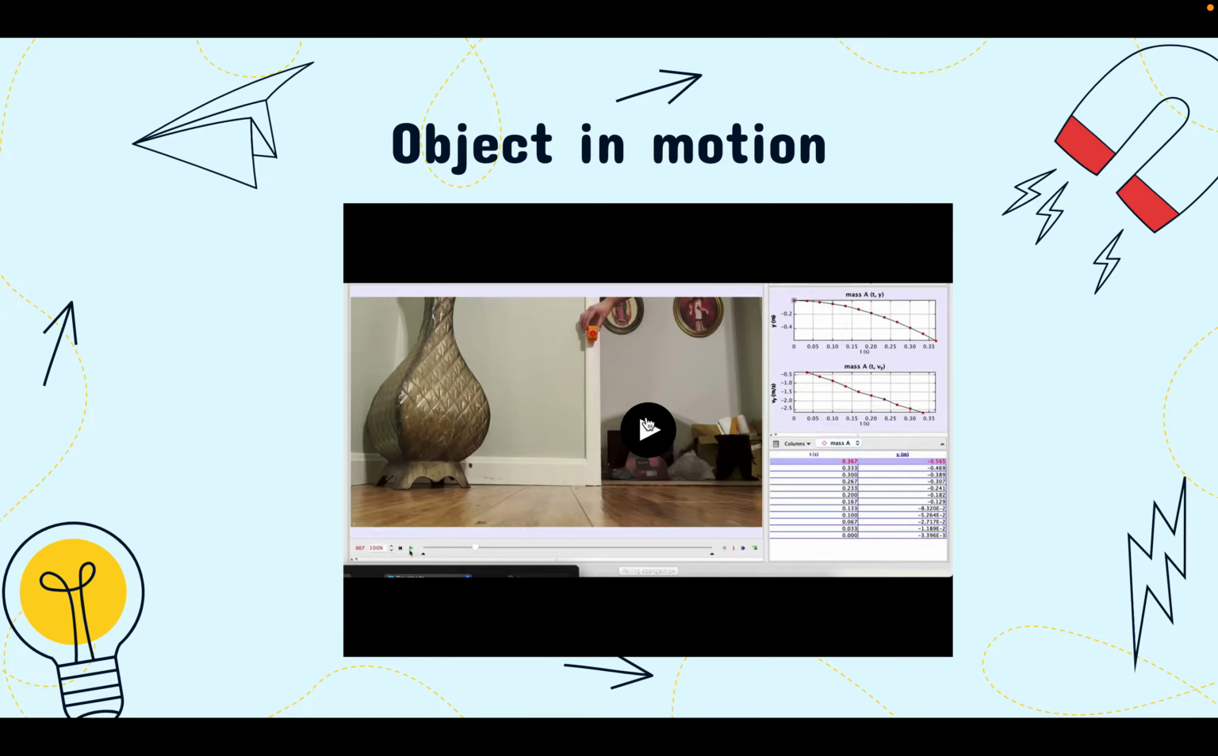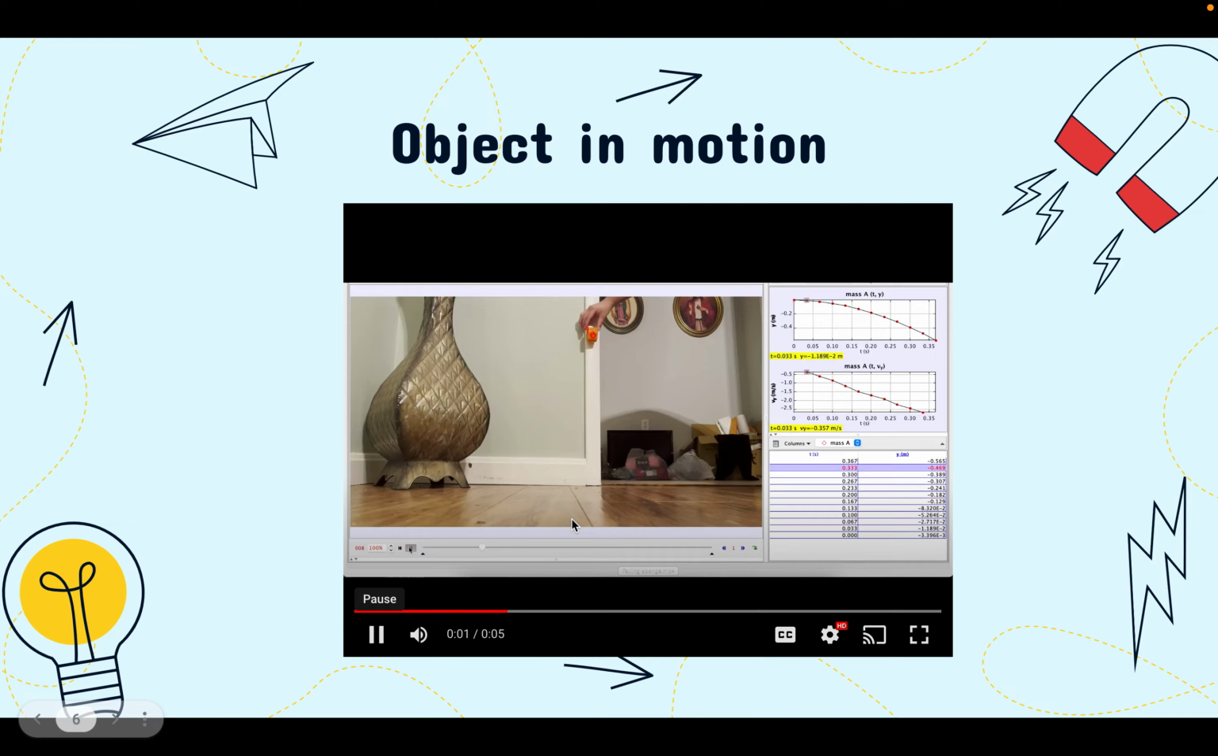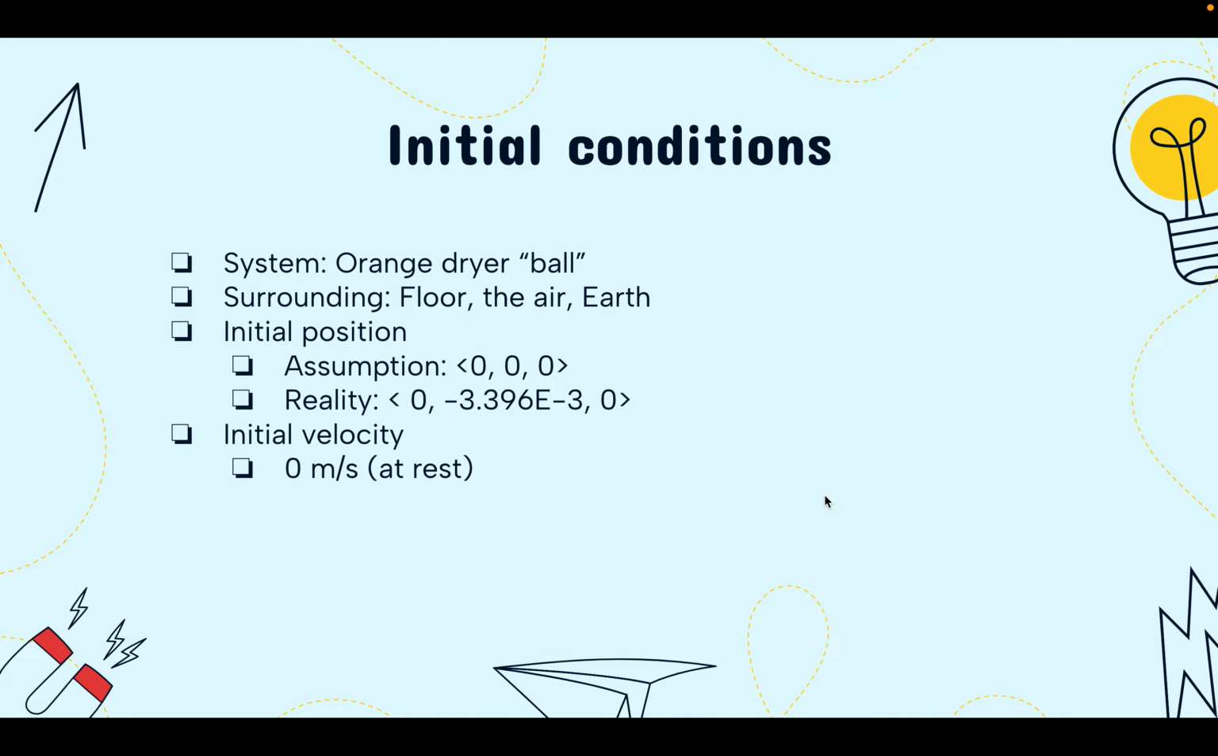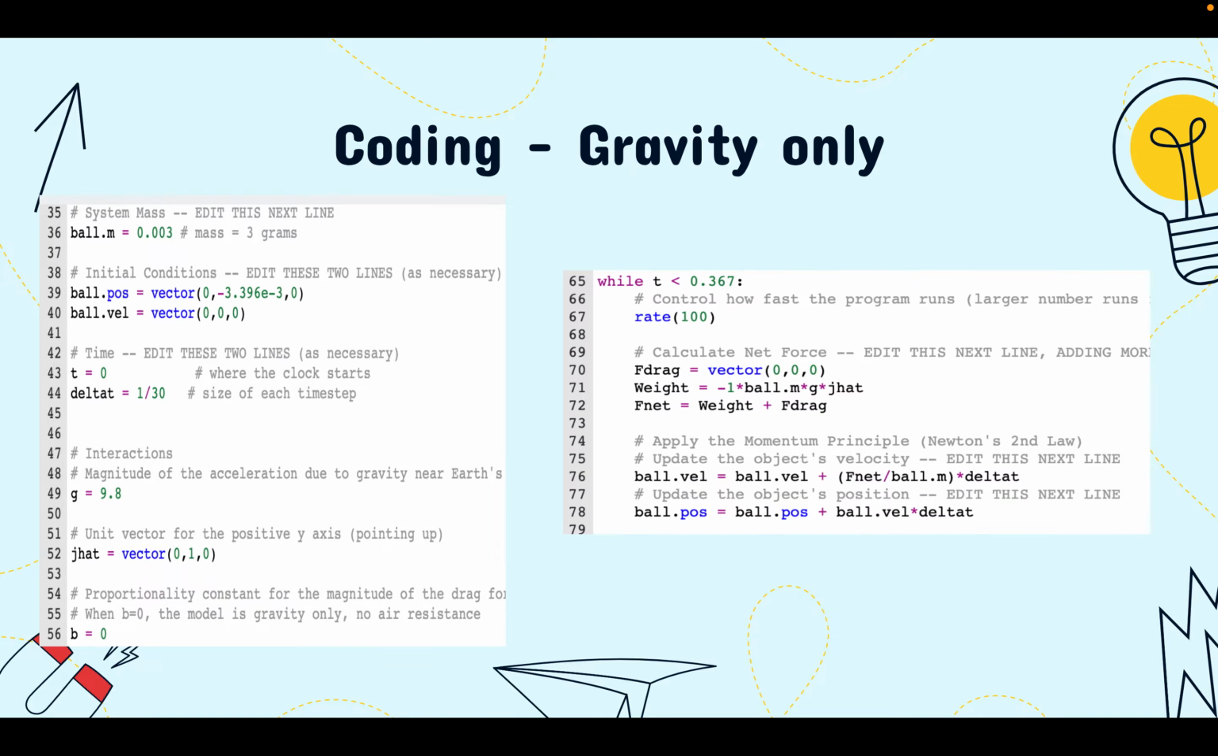Here is our object in motion. The system is an orange dryer ball. The surroundings are everything but this dryer ball, so the floor, the air, and the earth. The initial position is usually 0, 0, 0, but Tracker gave us 0, negative 3.396 e to the negative 3, and 0, so this is what we use. The initial velocity will be 0 meters per second because the object is starting at rest. Here we have the mass of the dryer ball, which is 3 grams.